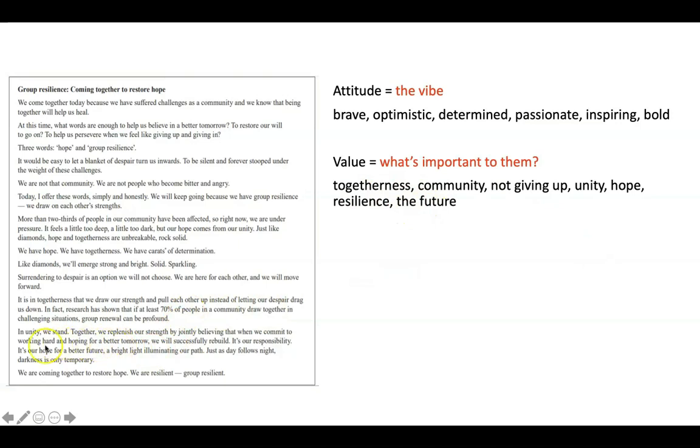So I'm looking back here. Our hope is for a better future, a bright light illuminating our path. So that tells me a value in the stimulus is the future. And certainly the idea of not giving up, that is important to the speaker.